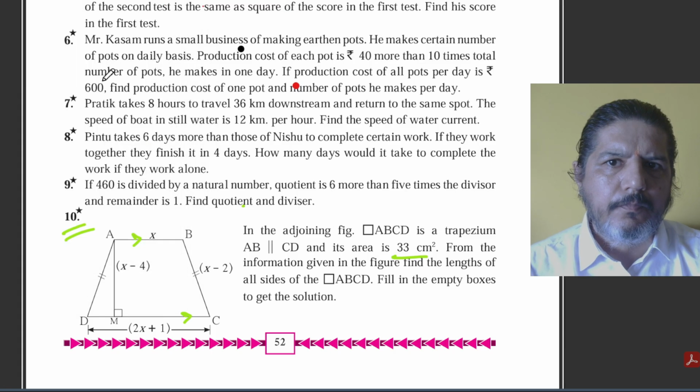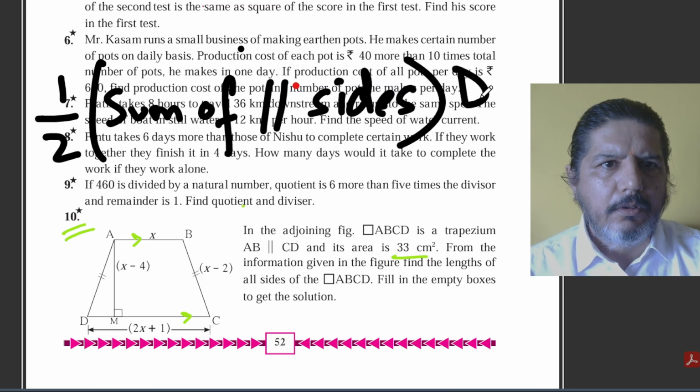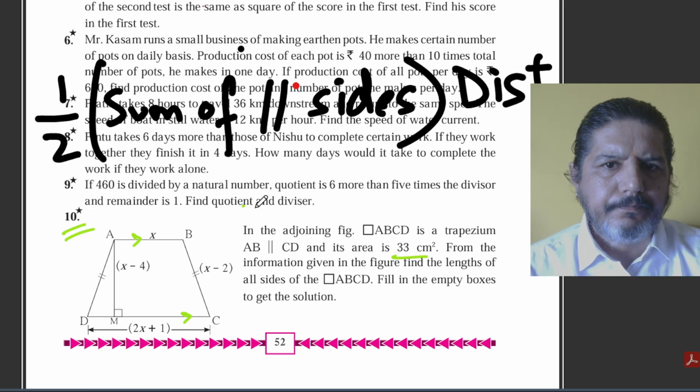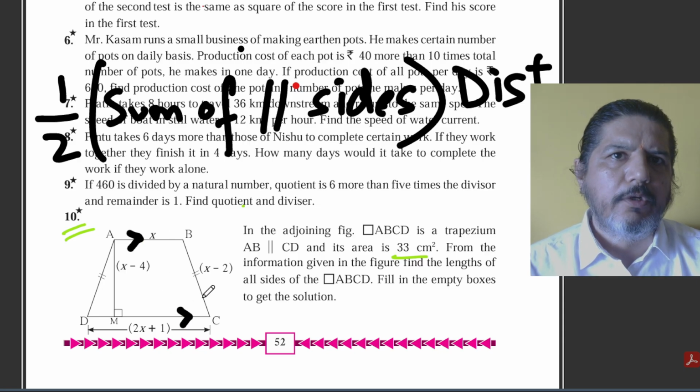Area of trapezium is half the sum of parallel sides multiplied by the distance between them. For example, in this case, there are two parallel lines. So AB is parallel to CD. The length of AB is x, and the length of CD is 2x plus 1.